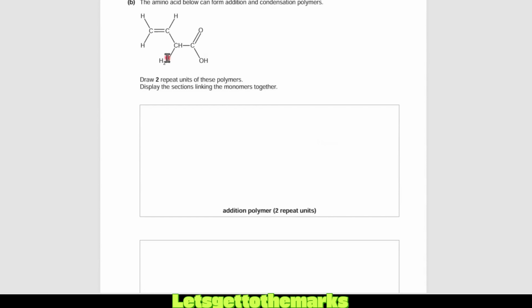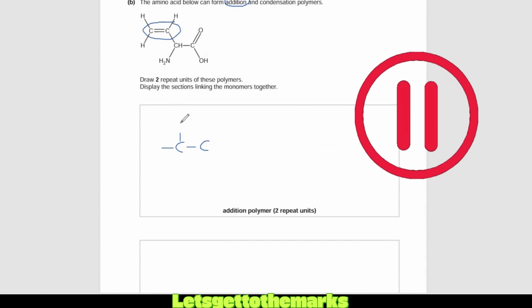Right, part B. The amino acid below can form addition and condensation polymers. Draw two repeat units of these polymers, displaying the sections linking the monomers together. Pause the video and have a go.